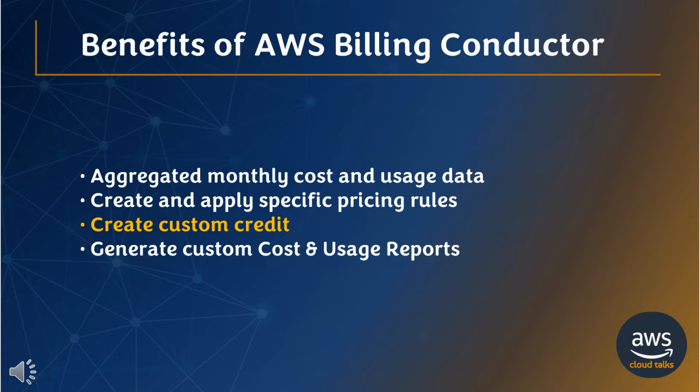Create custom credit. You can create custom credit or fee line items that apply to the current or prior billing period for each billing group you maintain. Generate custom cost and usage reports. You can generate cost and usage reports for each of your billing groups available at the payer account and the primary account of a billing group.